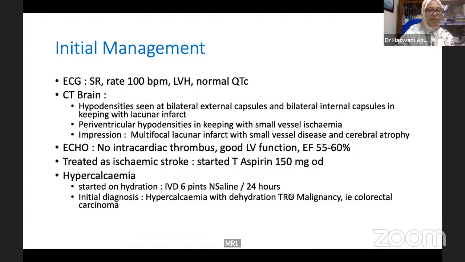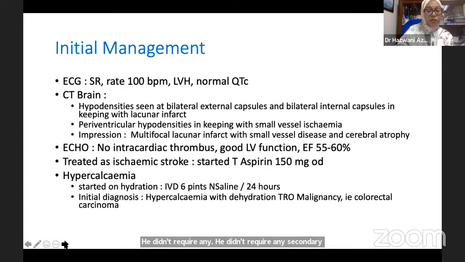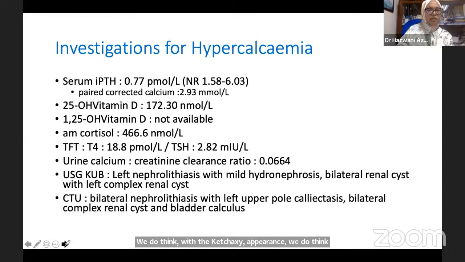Regarding the hypercalcemia, he settled with the normal saline infusion only. He didn't require any secondary pharmacological drug to reduce the calcium. So because of the history of constipation, which might be a part of the hypercalcemia symptoms, and with the cachexic appearance, we do think he might be having colorectal carcinoma causing this hypercalcemia.